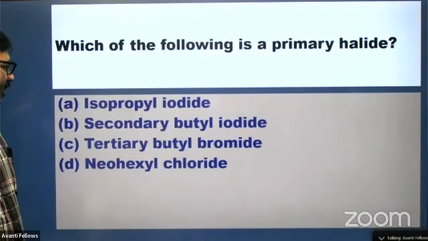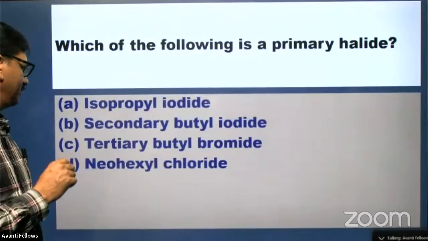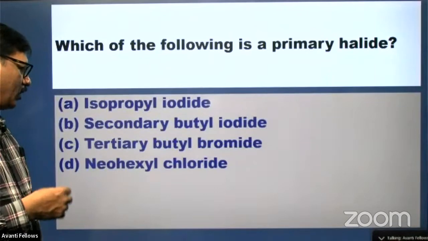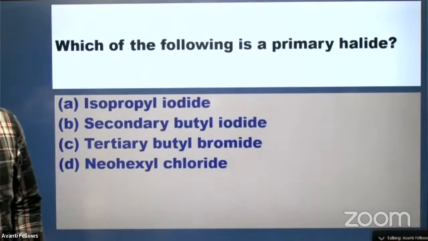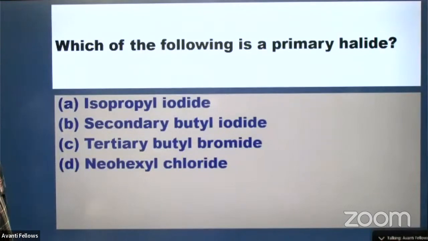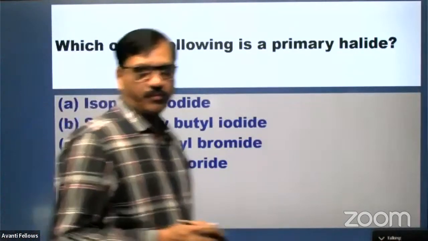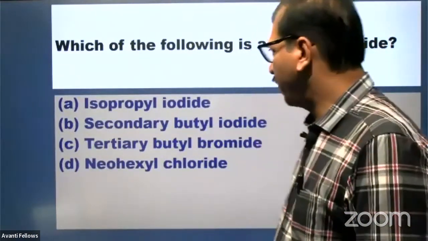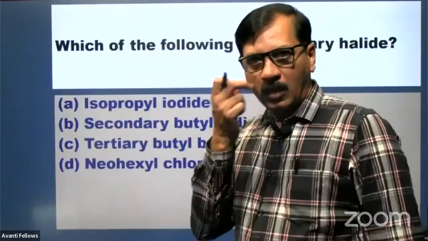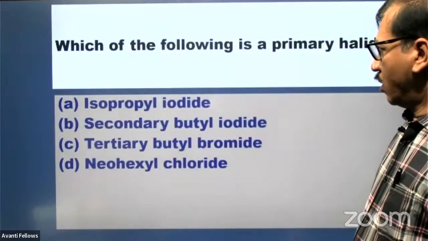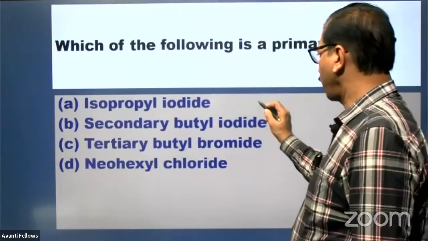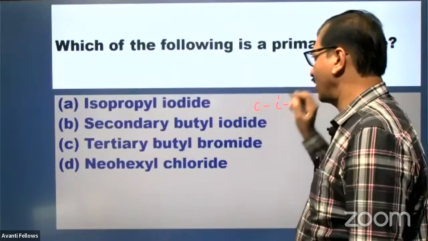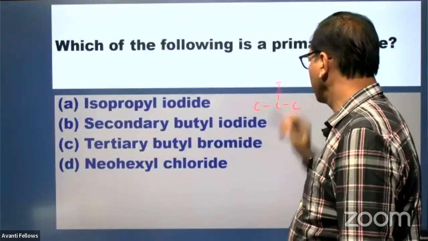Which of the following is a primary halide? Isopropyl iodide, secondary butyl iodide, tertiary butyl bromide, neohexyl chloride. This is the question. You can just type A, B, C, or D. Isopropyl has the second carbon attached to iodine. This is isopropyl.